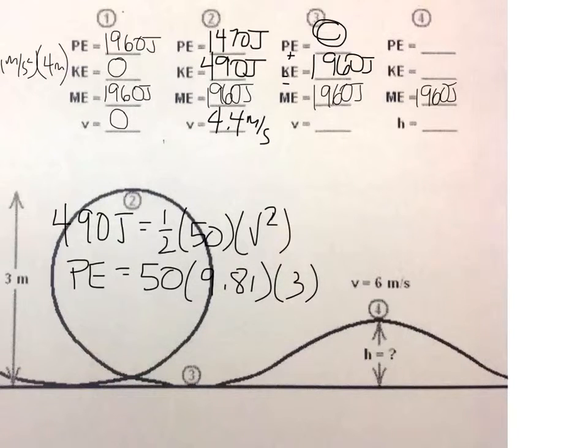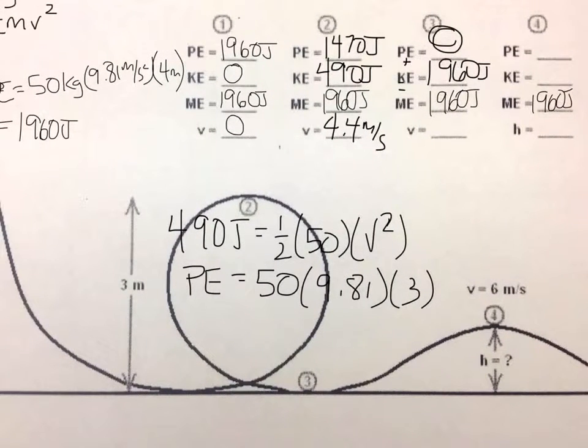And so we can solve this in much the same way we solved number 2. We're essentially just taking out the kinetic energy of 490, and we're replacing it with the new kinetic energy at position 3 of 1960. So the same algebra solution with just a different starting point. And we get a velocity here that's equal to 8.9 meters per second.